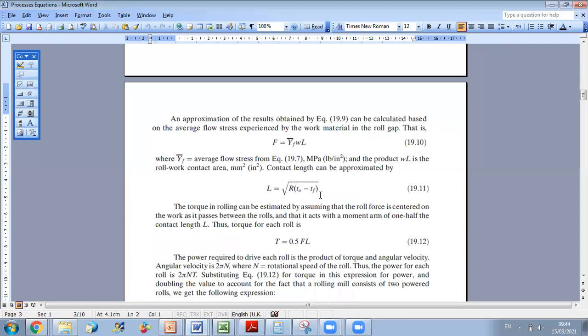Now, once we calculate this force F, we can determine what is the torque needed to operate the rolls. Okay, so the torque in rolling can be estimated by assuming that the roll force is centered on the work as it passes between the rolls, and that it acts with a moment arm of 1/2 of the contact length.